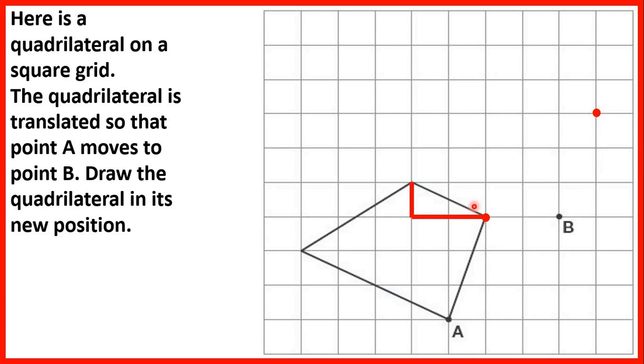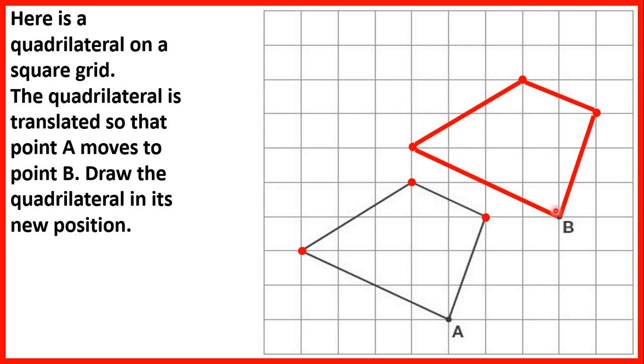Now to get to this corner, from the point that we've got, we can go 2 to the left and 1 up. So let's go 2 to the left and 1 up, and again we can dot our corner. And to get to this point, we go 2 down and 3 to the left. So let's go 2 down and 3 to the left and dot the corner. So now that we've dotted the corners of the shape, all we need to do is join them up, and we've translated our shape. So the shape looks exactly the same, but it's just been moved from point A to point B.